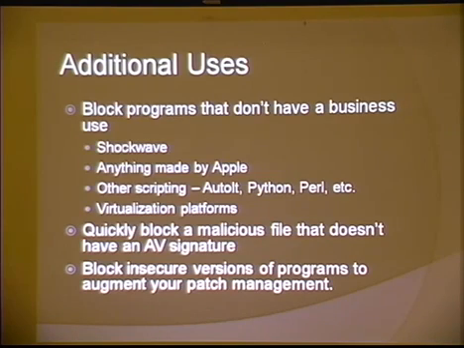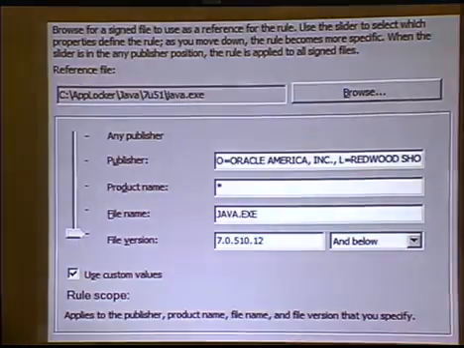Also, if you're in an IR mode and you need to quickly blacklist a malicious file that's propagating across your network, you can throw a ban hammer at it. And also, finally, we can block insecure versions of software based on publisher rules. I really like this one.